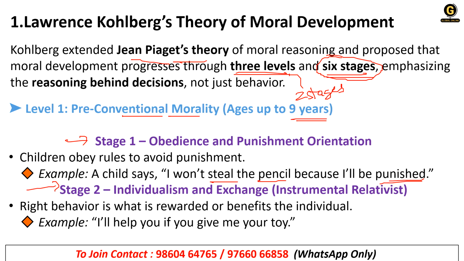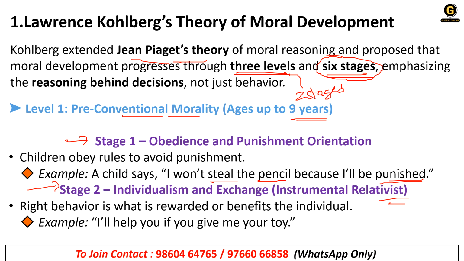And in stage two, what happens? Individualism and exchange, that is, instrumental relativist. Right behavior is what is rewarded or benefits the individual. That means if your behavior is right, then you will be rewarded. The benefits are yours.